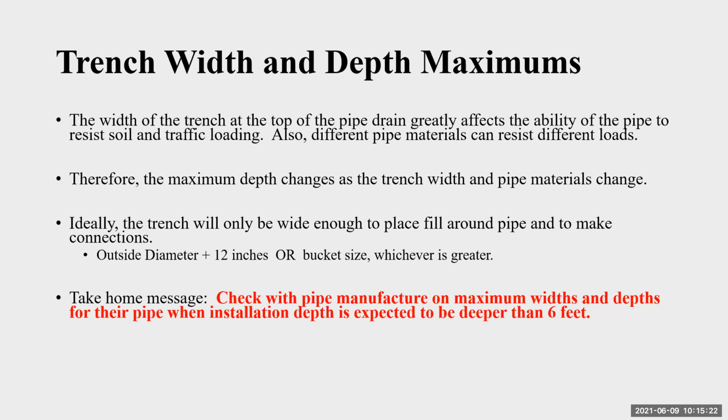And typically, anytime you're installing pipe deeper than 6 feet in the ground, you generally want to call your pipe manufacturer and just ask them, say, hey, if I'm going 7, 8 foot deep because I have to cut through a hill, is there special things I have to do to support that pipe? Each one's going to have some different recommendations, but just keep that in mind. Anytime you're deeper than 6 feet, you want to talk to them just to figure it out.